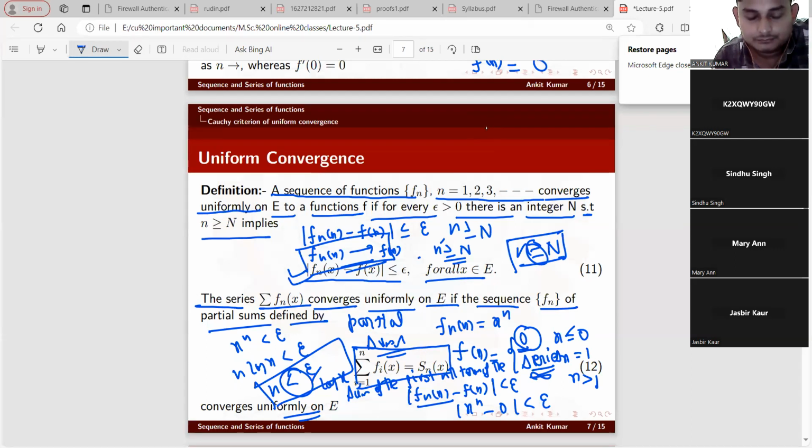And if we have a series of functions, then we use this type of method. So there are primarily two concepts: sequence of functions and series of functions. So the definition of uniform convergence is that mod of fn(x) minus f(x) is less than or equal to epsilon for all x belongs to E, and if there is a series of functions, then summation fn(x) is equal to sn(x).